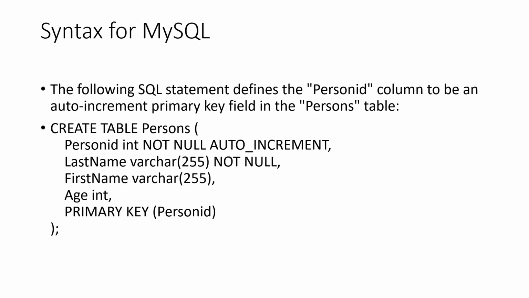This is the first part. Second part is what are all the data types we give. For person ID, we give integer, not null, auto increment. Here you have to mention auto increment. So person ID, I fixed as integer, and also as auto increment. So you need not give any value for this field. You can give values only for the last name, first name, and age attributes.